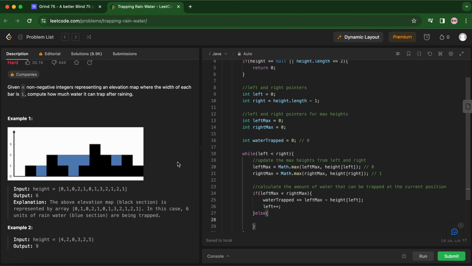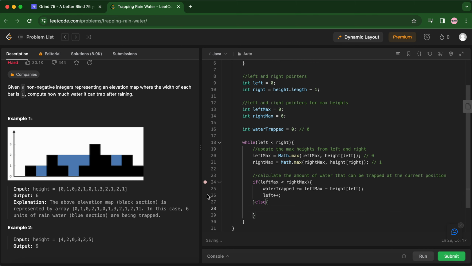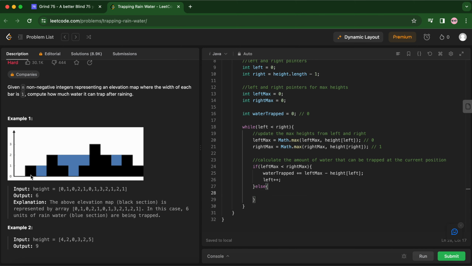Else, now the left pointer moves and the left pointer is now here. Is left less than right? Yes. leftMax is equal to Math.max of leftMax or height[left]. Height of left is now 1. So leftMax got updated to 1. Is leftMax less than rightMax? No, they're equal, right? So we'll come to the else part.